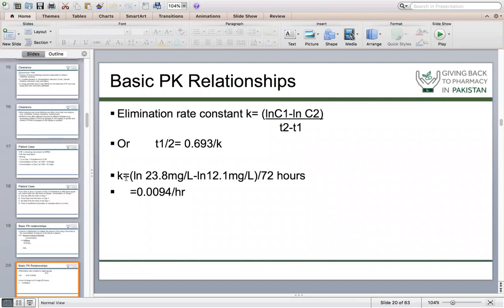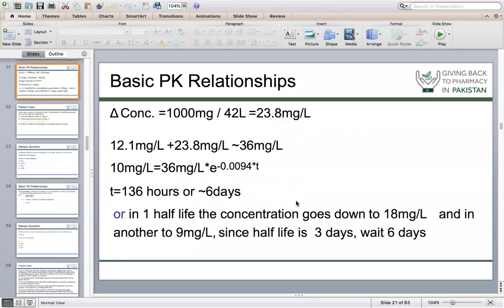So for the elimination rate constant, we are given 23.8 milligrams per liter; we take the natural log of this minus the natural log of the second concentration, which we take after 3 days. This is the time difference, 3 days, which is 72 hours. It gives us a value of 0.094 per hour. Moving on to the next slide.